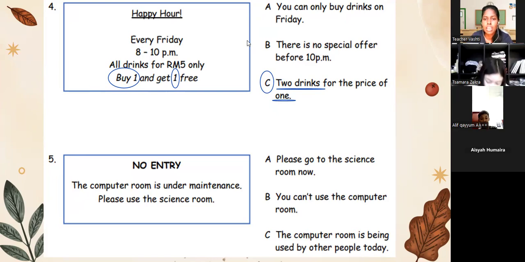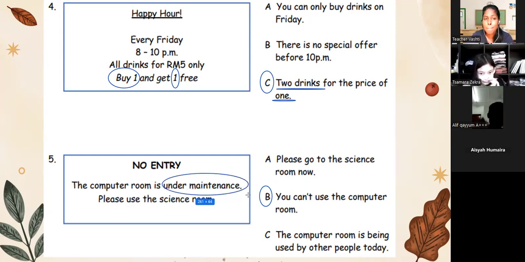Okay. Next one, number 5. What's your answer? Answer for number 5, A or B? The correct answer is B. You can't use the computer room. Tidak boleh guna. Kenapa? Why? Because it is under maintenance. Okay? Which means they are fixing what needs to be fixed. Alright? So the correct answer should be B.